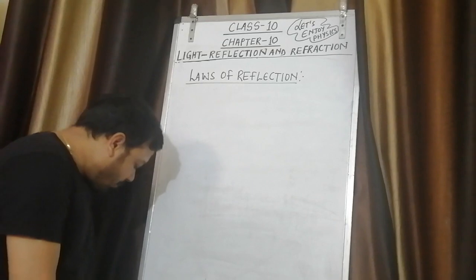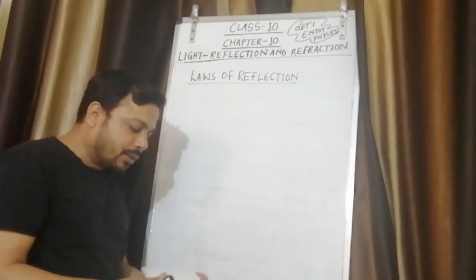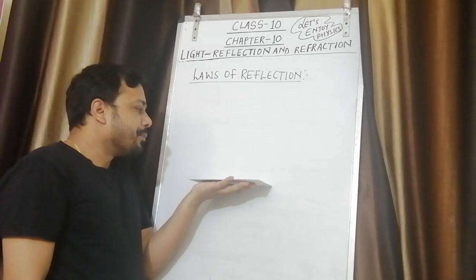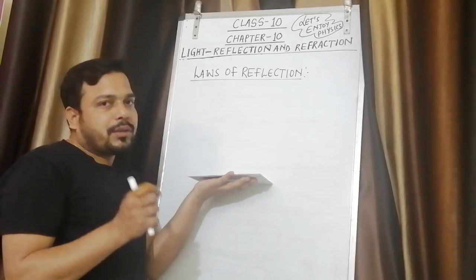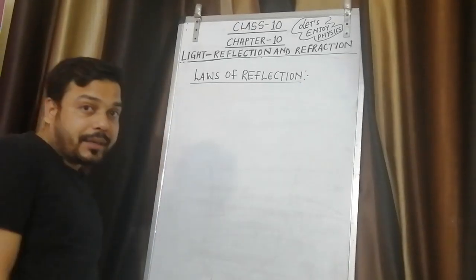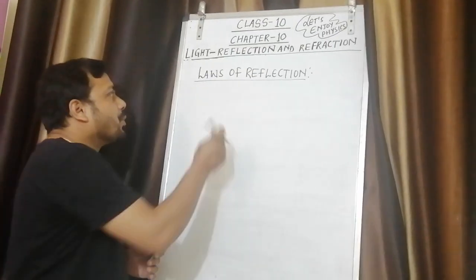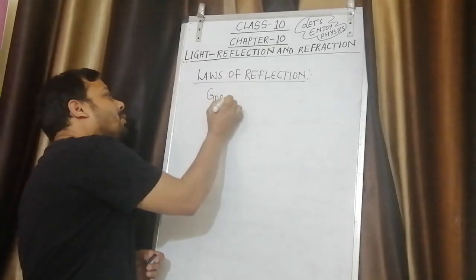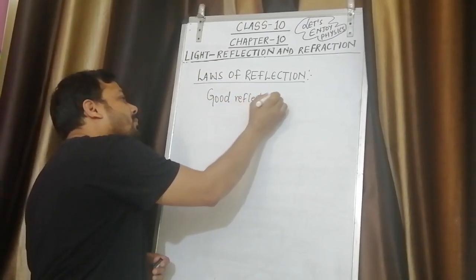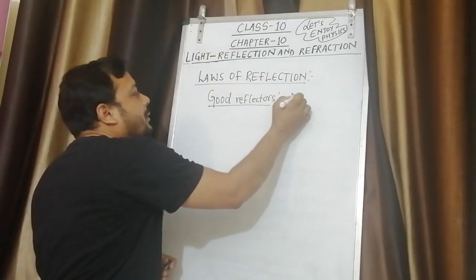Now to understand, let us first try to understand some of the objects related to the reflection of light. So the first object is there should be a reflecting object. Now the best reflecting objects are mirrors that we all know. So good reflectors are mirrors.